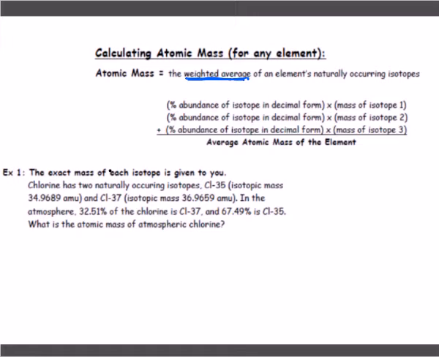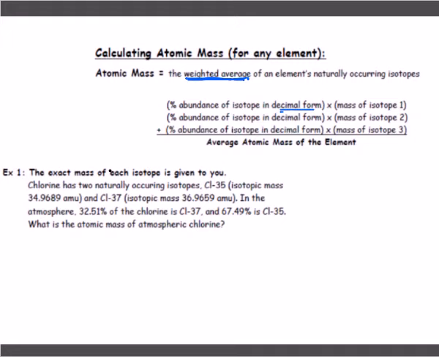So what we're going to do is you're going to be given the percent abundance of an isotope in decimal form. Okay? And you're going to multiply by the mass of that isotope. And you're just going to keep doing that, and then you're going to add them all up at the end. So it's actually pretty simple. So let's go through and do an example together.